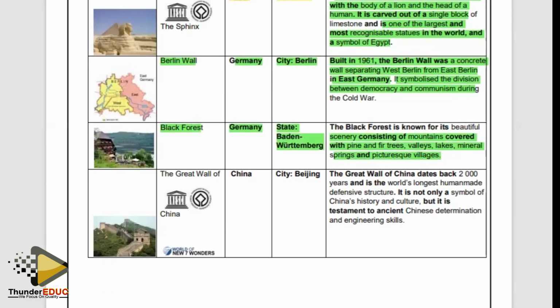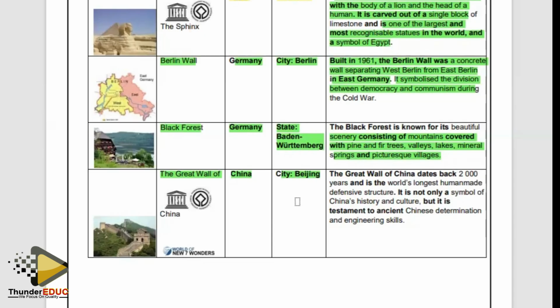Moving on to the next icon, which is a man-made icon. It is known as the Great Wall of China, part of the New 7 Wonders of the World, also recognized as a UNESCO World Heritage Site. Location: China, in the city of Beijing. The Great Wall of China dates back 2,000 years and is the world's longest human-made defensive structure.